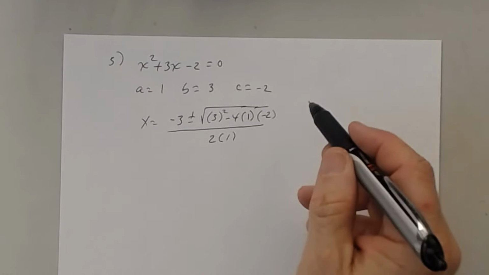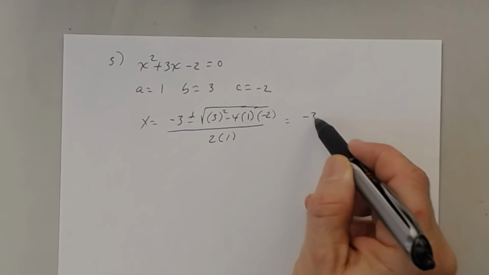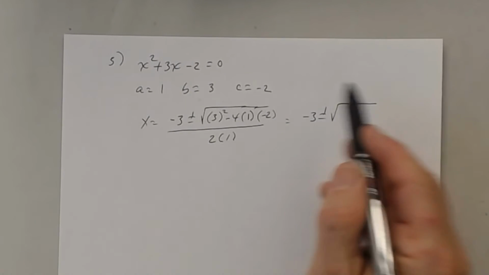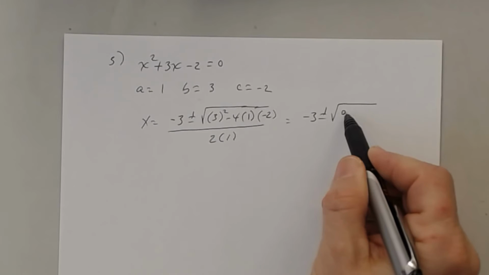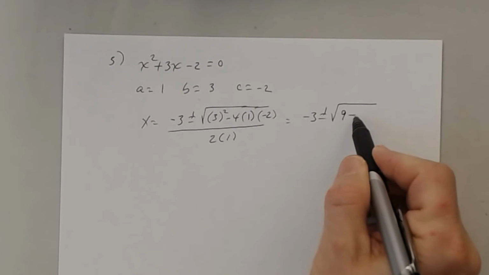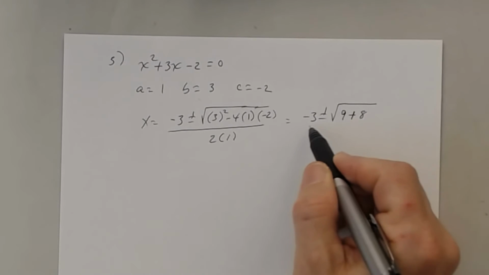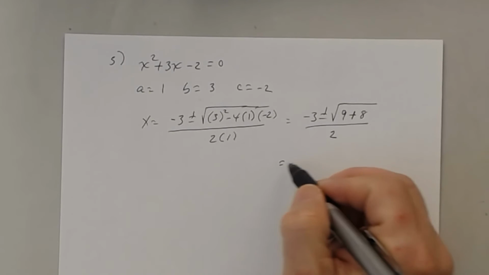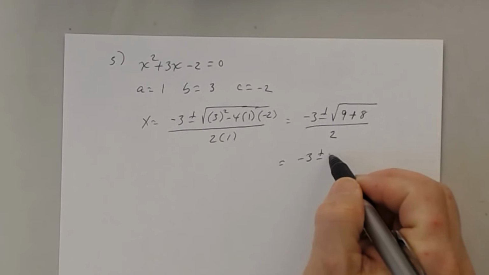Okay, now let's talk about the discriminant. I got negative 3 plus or minus the square root of, what's 3 squared? 9. What's a negative 4 times 1 times a negative 2? All right, positive 8, so I get 9 plus 8, all divided by 2. What's 9 plus 8? 17.